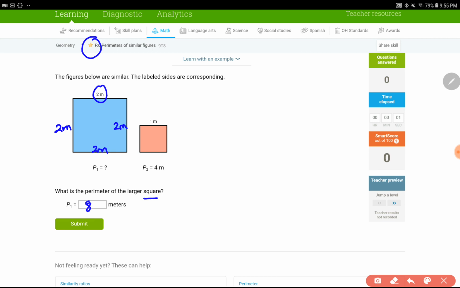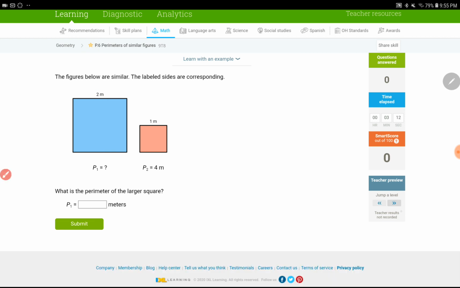This is a bad choice of a question in here. I don't know why IXL picked this sort of a question, because we didn't even use anything about similarity ratio. Okay, moving on to the next level.